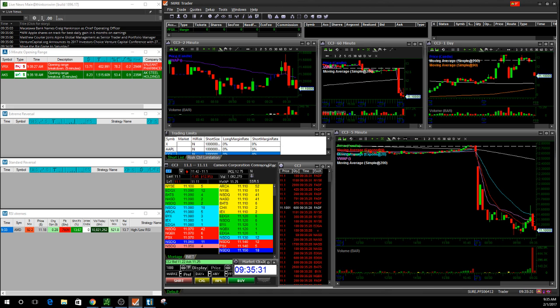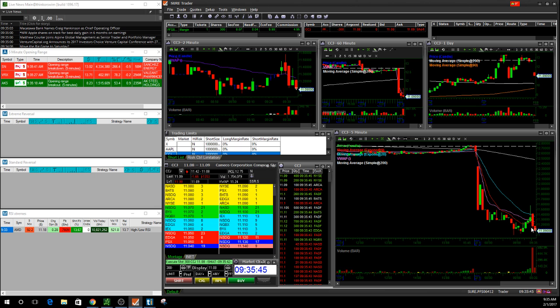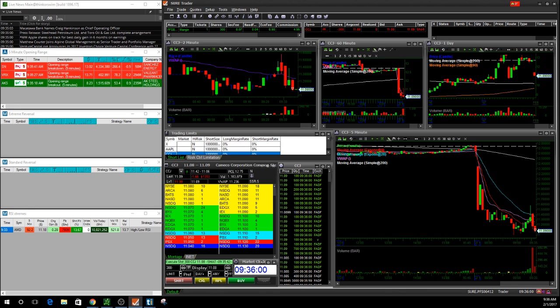So let's flip to CCJ. We're getting the opening range breakdown here. So we're going to go in. We're going to try the opening range breakdown. We're breaking down CCJ. I'm in at 11.08, and our first target on this is going to be looking for the move through 10.90.